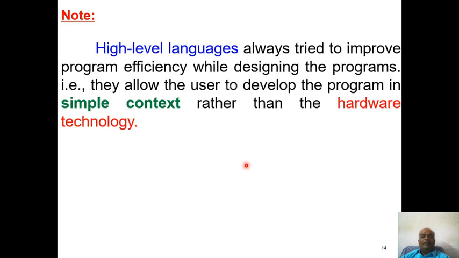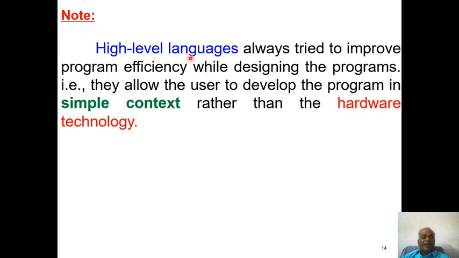High level languages always try to improve program efficiency while designing the program. They allow the user to develop programs in a simple context rather than in terms of hardware technology. Machine languages are purely related to the hardware technology, and all instructions are machine dependent, but in high level languages these are in the form of English sentences, in a simple context.